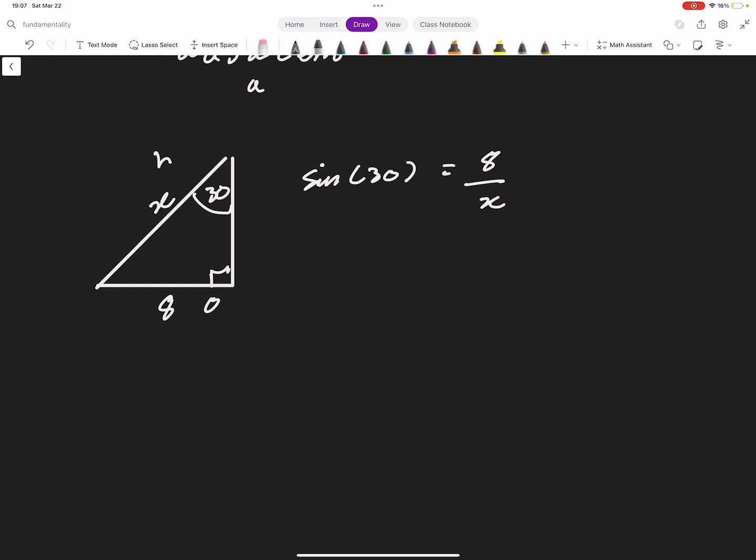Here we just treat this as a normal equation, trying to get x by itself. How do we do that? x equals 8 over sine 30. You can see how we've just multiplied by x and divided by sine 30. Now you plug this into your calculator. Make sure that your calculator is in degrees and not radians, because that's so easy to lose marks on. So you do 8 divided by sine 30 and you get x equals 16.